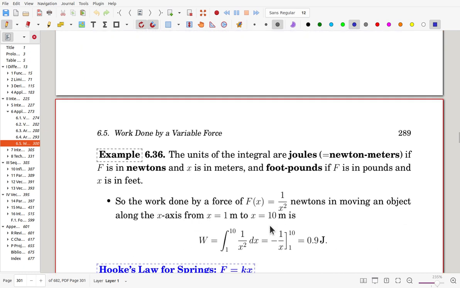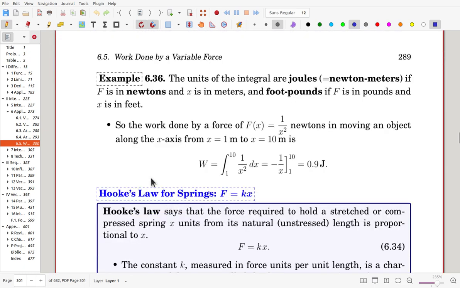Okay, now we'll see this example. The major purpose of this example is just to consider the units. The unit of the integral is joules if f is in Newtons and x is in meters. So it's Newton-meters, which is the same as joules. And if f is in pounds and x is in feet, then the result is in foot-pounds.